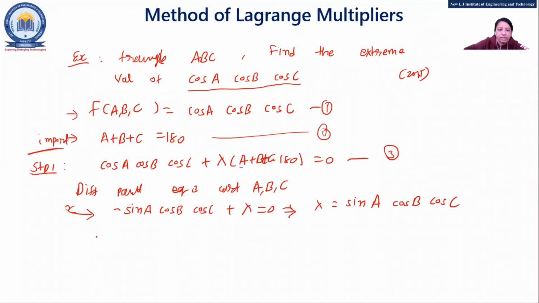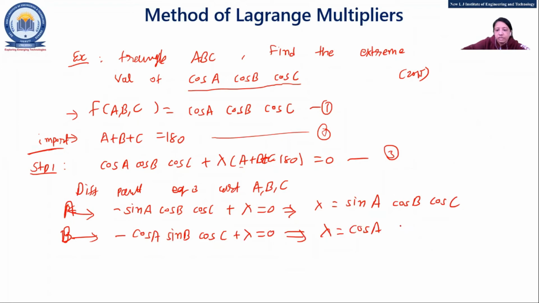Fine. Now with respect to B: minus cos A as it is, and with B it gives sin B and cos C, plus lambda equal to 0. So you will have lambda equal to cos A sin B cos C.